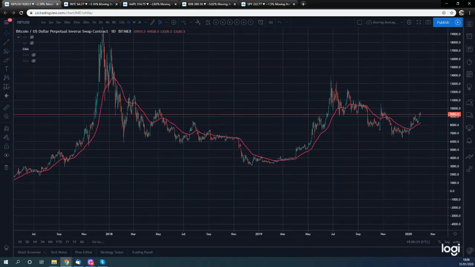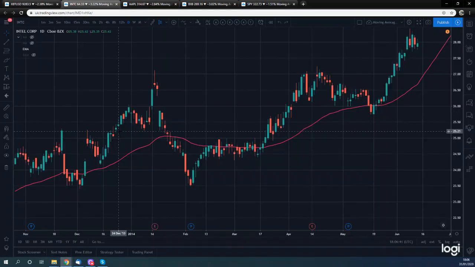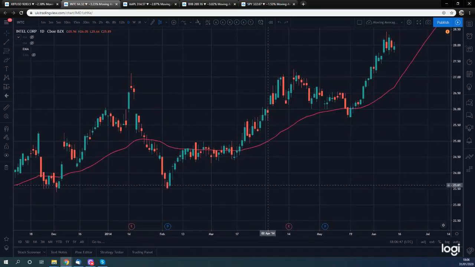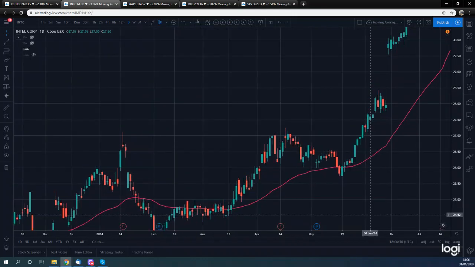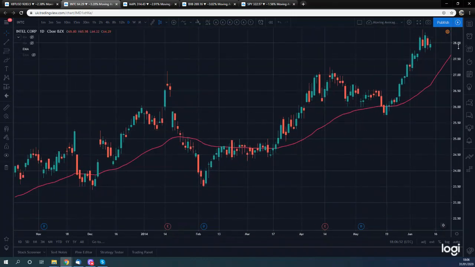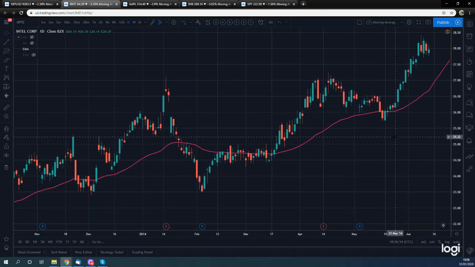So that very basically is giving you an overview of what the moving averages are. So we're going to have a look again at a different asset here, not Bitcoin. We're going to look at Intel, back in 2013, 2014. You can see what we have on here is a classic cup and handle playing out. This is the cup and this is the handle.